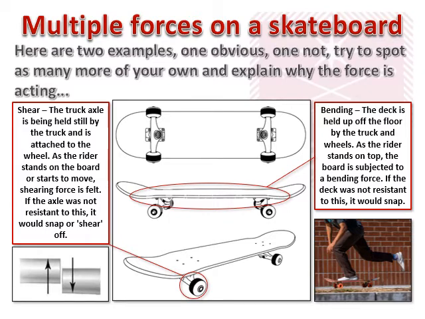The next example, which is more obvious, is when the skater stands on top of the deck. As the wheels are on the ground, but the board is suspended above them, if the skater stands in the middle of the board, that board will then be bending. A bending force is being applied because it needs to not break as that weight is put on top.